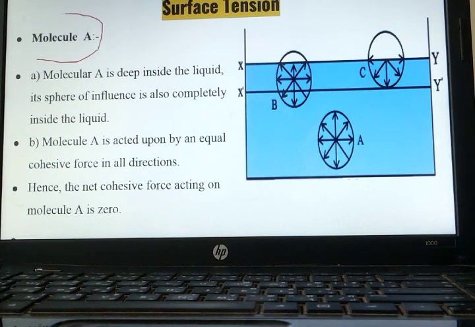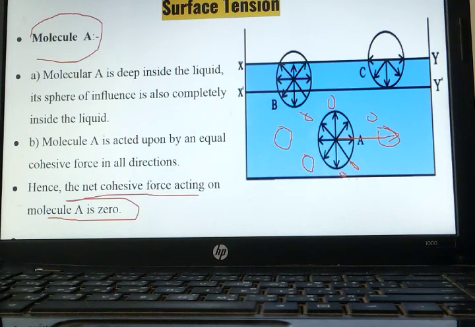So let us concentrate on molecule A now. Molecule A is deep inside the liquid, so there is cohesive force acting on it. The particles over here, over here, all the particles will try to pull it towards themselves due to cohesive force, but none of them will succeed. Hence, the net cohesive force acting on molecule A will be 0.